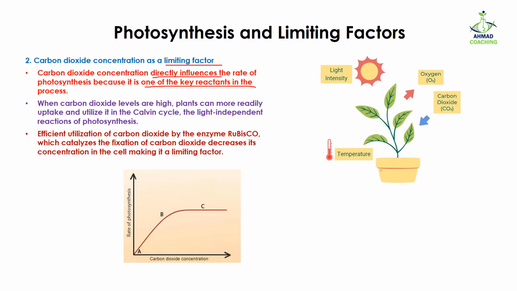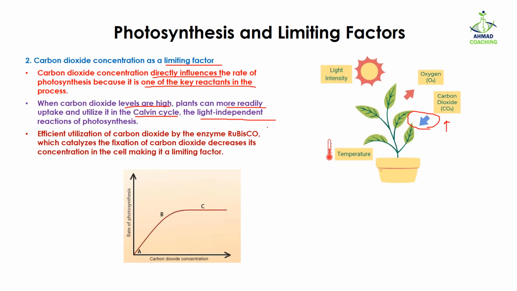When carbon dioxide levels are high, the plants will readily take up the carbon dioxide. Here you can see, they are going to fix this carbon dioxide in the Calvin cycle, which is a light independent reaction of photosynthesis. As the carbon dioxide is fixed in the Calvin cycle, the rate is going to increase. The more the carbon dioxide, the more the Calvin cycle fixation, which means the rate of photosynthesis is increasing.